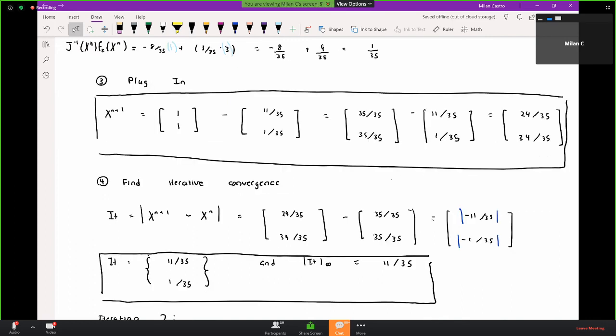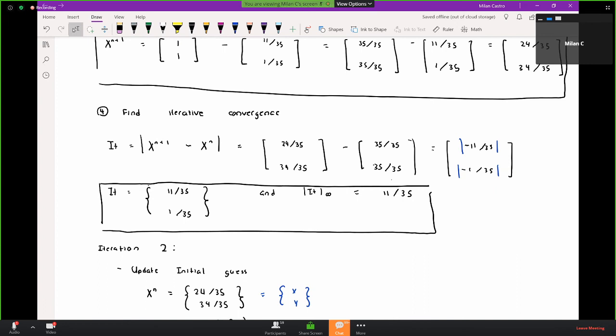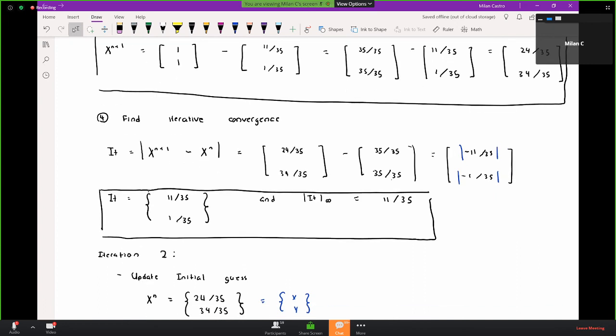Now we can use this to find the iterative convergence. Keep in mind though, yours is going to look a little different because I didn't round in mine, so mine's a little bit more exact. That's why I got the exact values I had before.